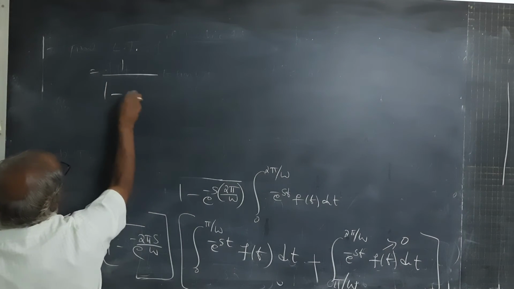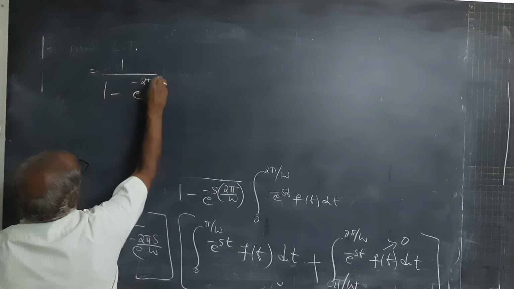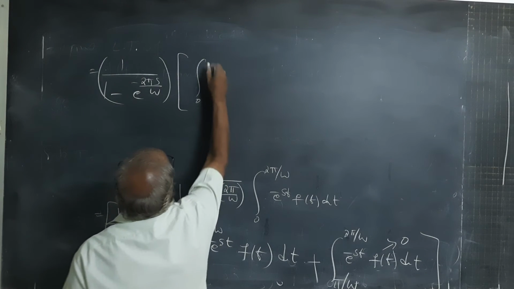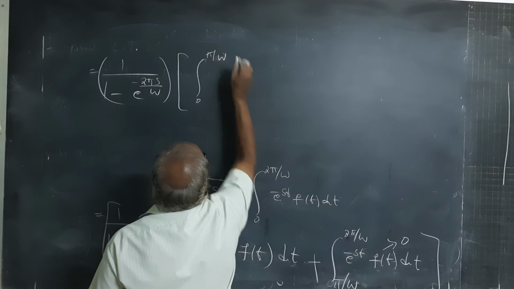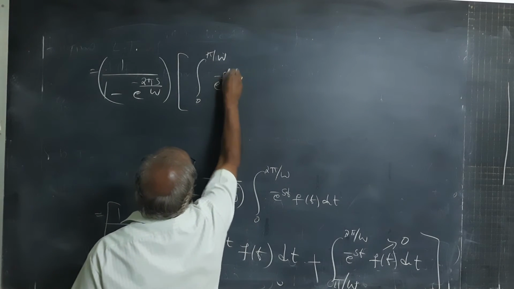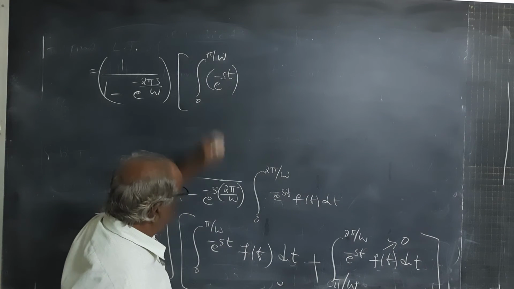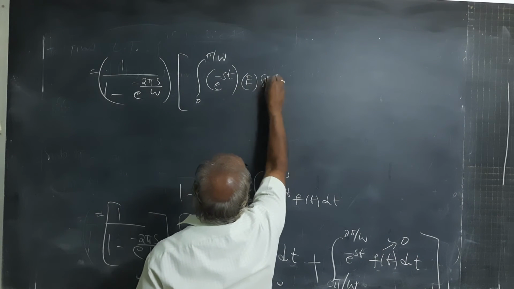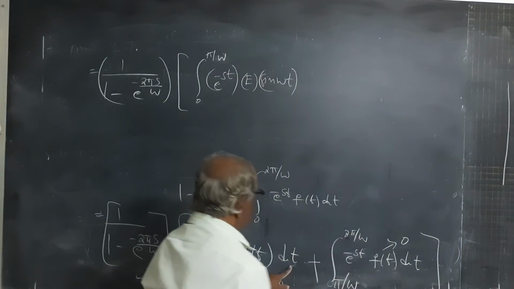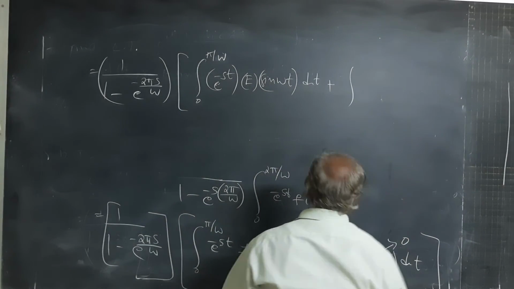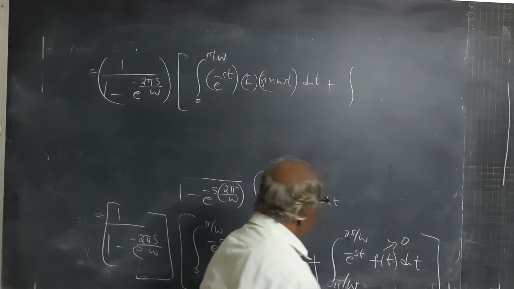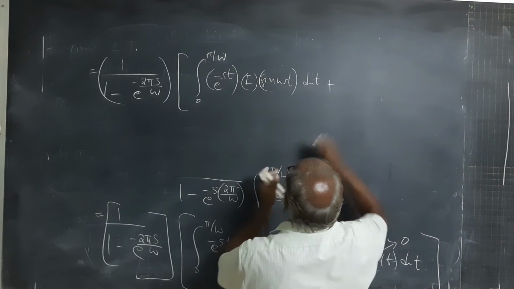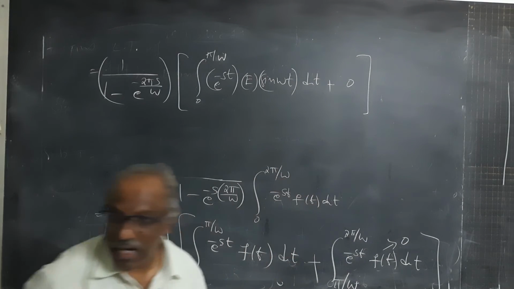this is equal to 1 whole over 1 minus e to the power minus 2 pi s by omega into the integral 0 to pi by omega, e to the power minus st. In the interval 0 to pi by omega, I have already shown you what f of t is: capital E, it is a constant, into sin omega t dt, plus 0, because f of t in the interval pi by omega to 2 pi by omega is 0, so therefore simply I will write 0 here, right?